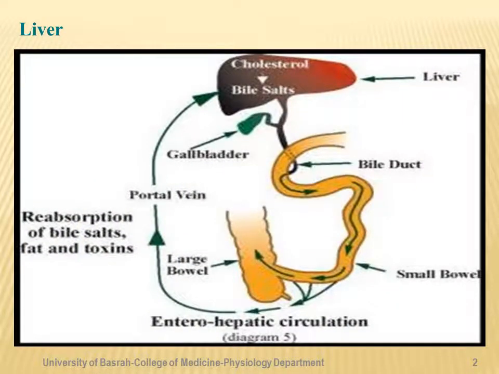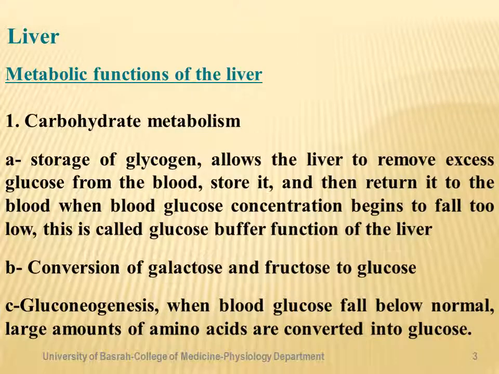This is a picture about the metabolic functions of the liver. First of all, we are going to discuss carbohydrate metabolism. First, the storage of glycogen allows the liver to remove the excess glucose from the blood, store it, and then return it to the blood when the blood glucose concentration begins to fall too low. This is called the glucose buffer function of the liver.